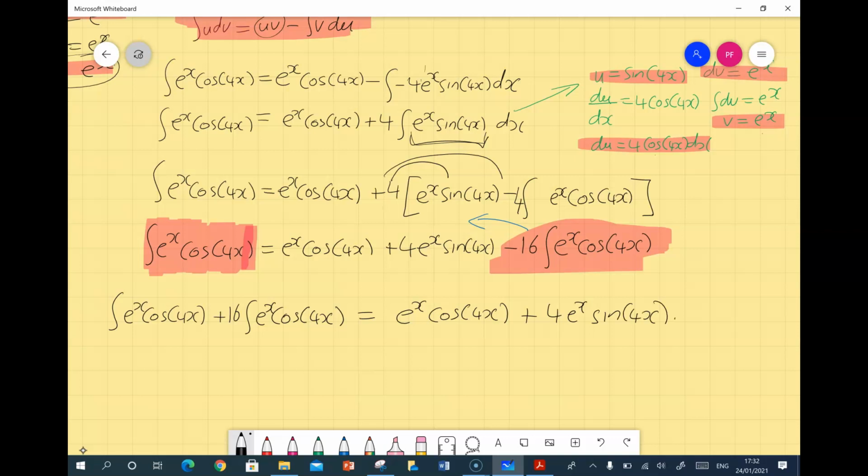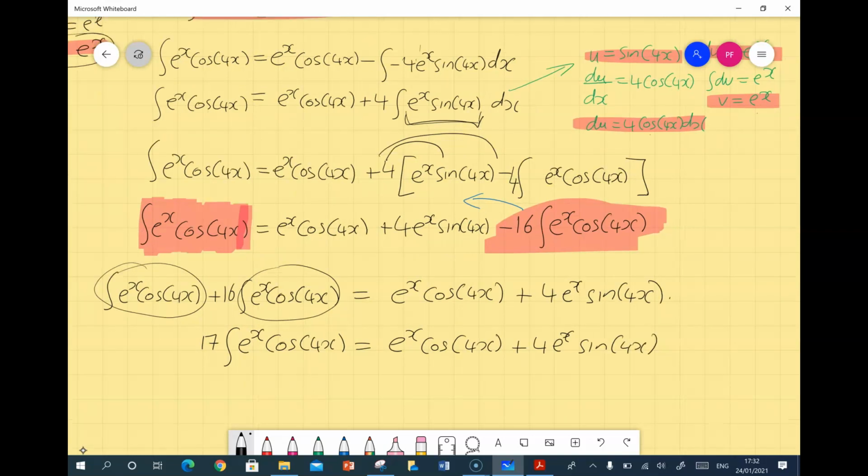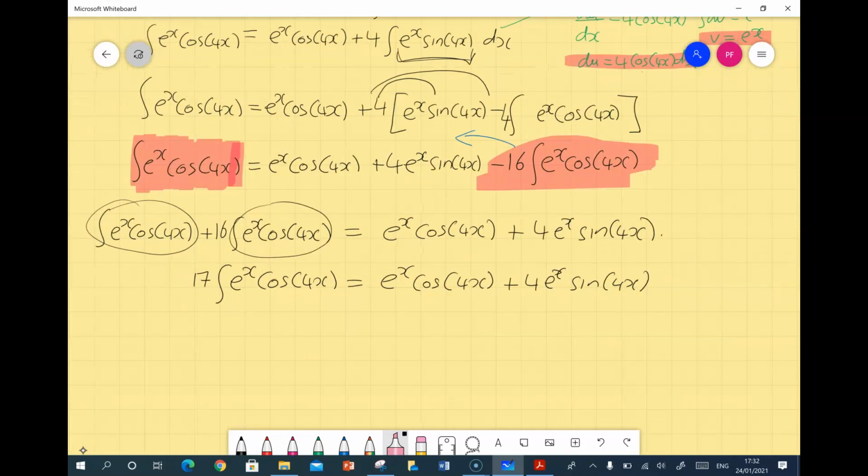Okay, so here I've got the integral of e to the power of x cos 4x, and here I've got 16 times the exact same thing, and they're adding. So altogether I have 17 times the integral of e to the power of x cos of 4x. That's e to the power of x cosine of 4x plus 4 times e to the power of x sine of 4x. So the thing that they're looking for me to find is just this part here. That's the integral they asked me to solve at the start.